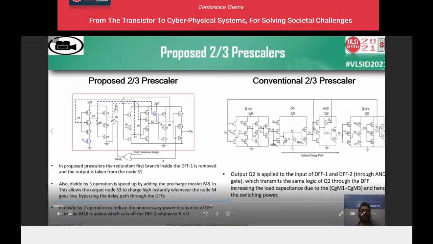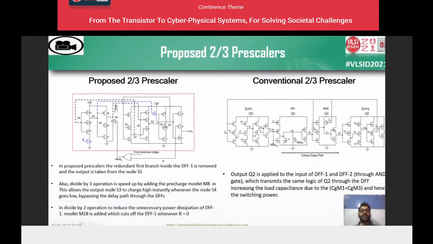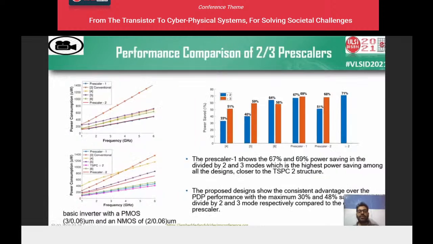Whenever the logic at this node changes, it quickly pre-charges, and it charges this node instantaneously and allows fast speed of operation when division by 3 mode happens. So these are some of the improvements we have done. Then after the conventional architecture, there have been many papers that have also improved.